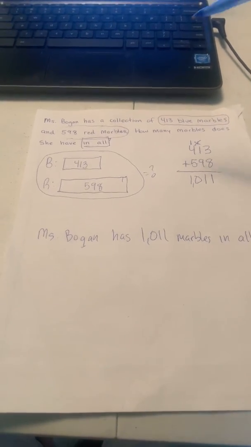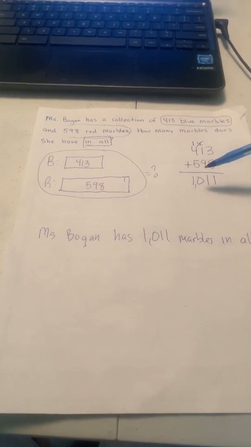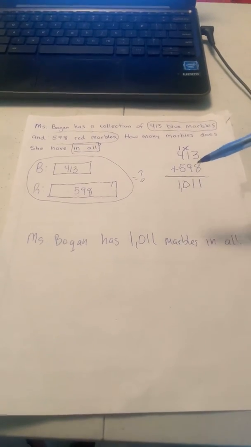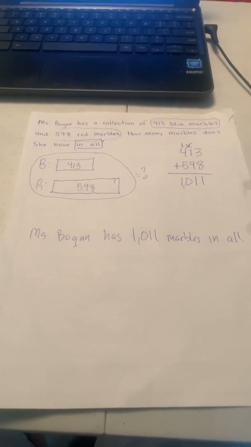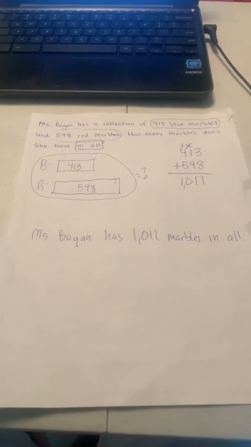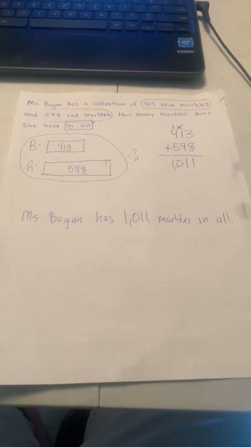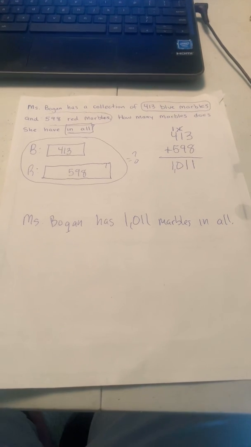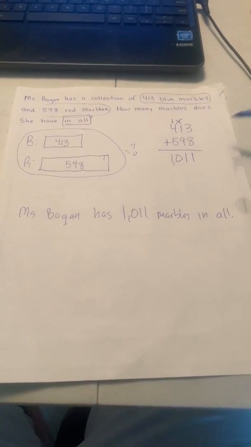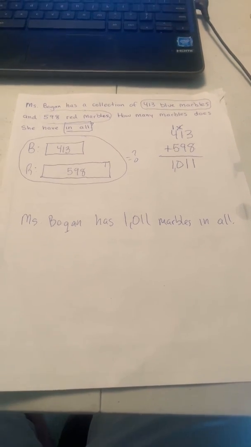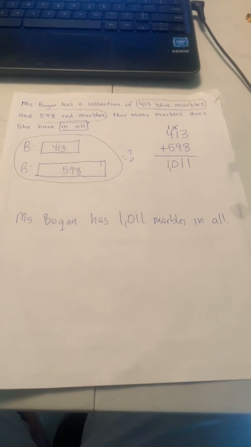So I have my model, I have my number sentence, and then with my answer, I put it into a statement answering the question of the problem. So that is the way we are going to solve all of these. Sometimes we'll have more than one way, but right now we're just doing a one-stepper, so this is the basic way of doing our problem for this one. Stay tuned for problem number 2.